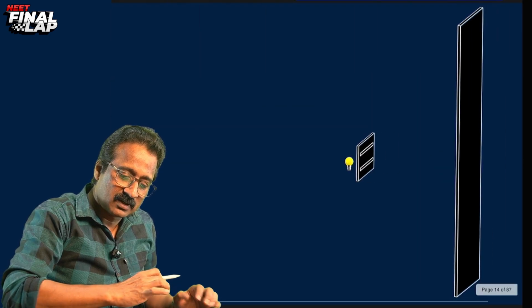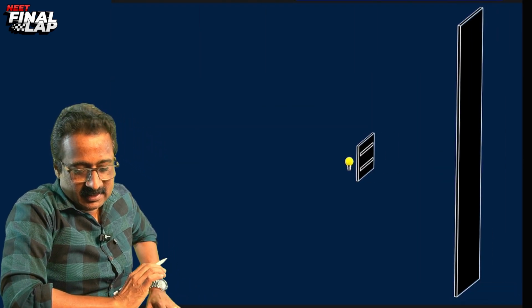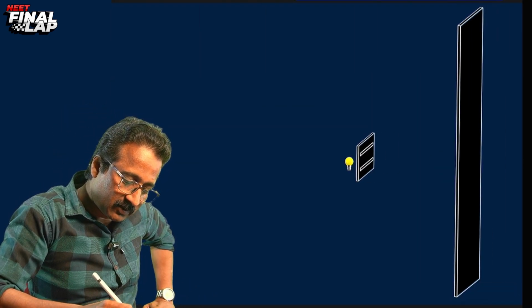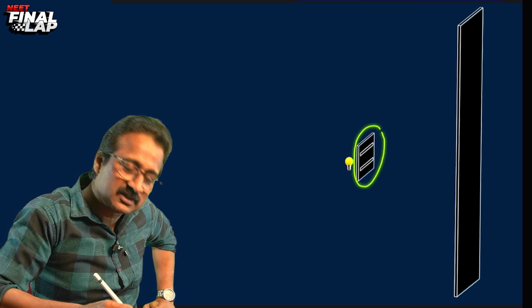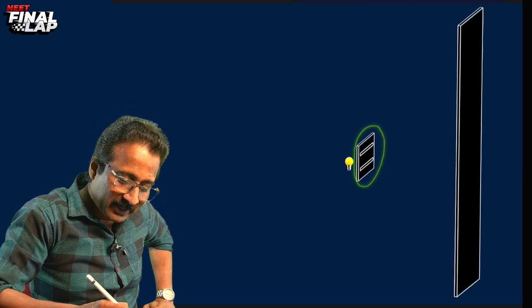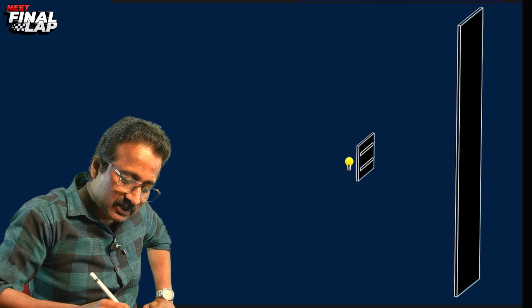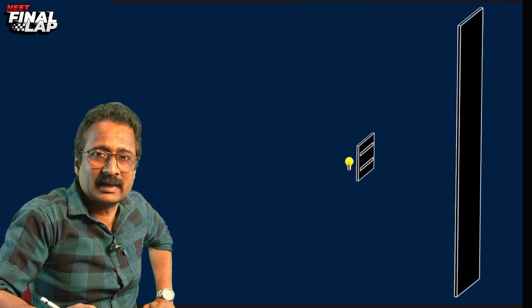I'll give you an experimental setup first of all here. Yes, this device is what we call double slit. This is the double slit. It has actually two openings like this, and behind that double slit you will be having some source of light. It will be a monochromatic light.